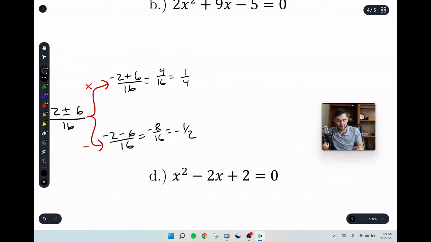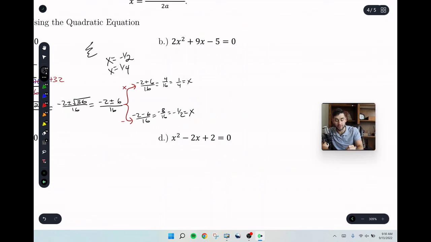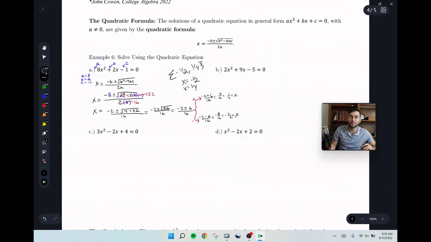And there's our solution set for x. x could be both of those numbers, so x equals negative 1/2, x equals 1/4, also known as the solution set of negative 1/2 comma 1/4. That's the quadratic formula. Plugging and chugging in numbers into that equation.